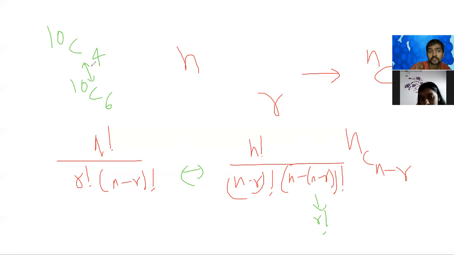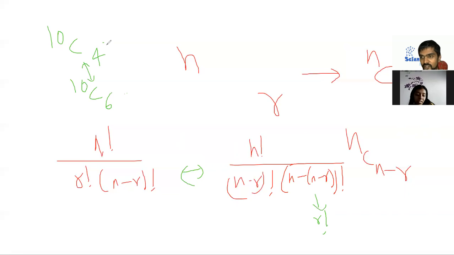What you rejected, this fellow's rejection is this fellow's selection. This fellow's selection is that fellow's rejection. Yes, sir. So that's why mathematically we also observe that nCr is equal to nC(n minus r). Now let's fast forward into binomial theorem.